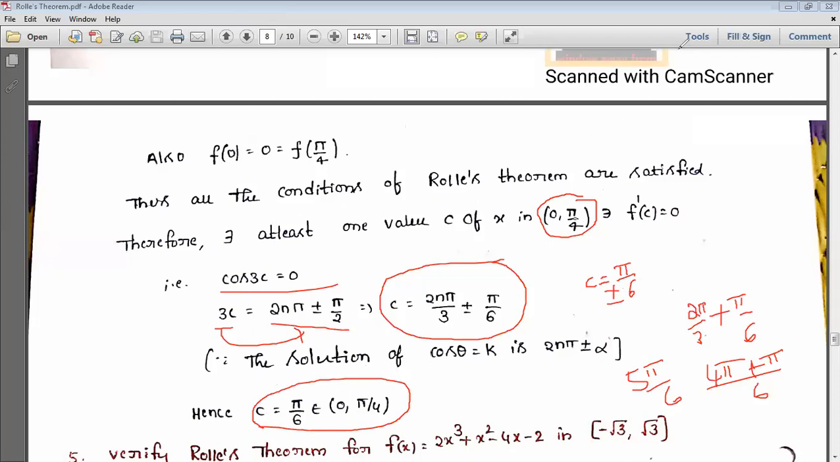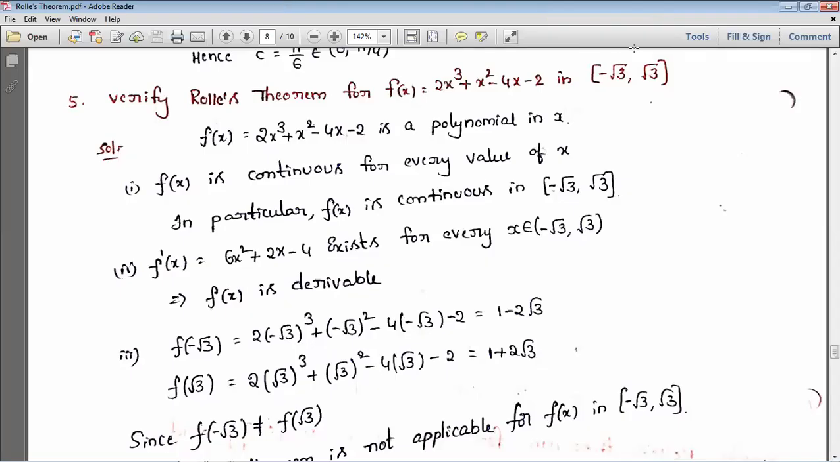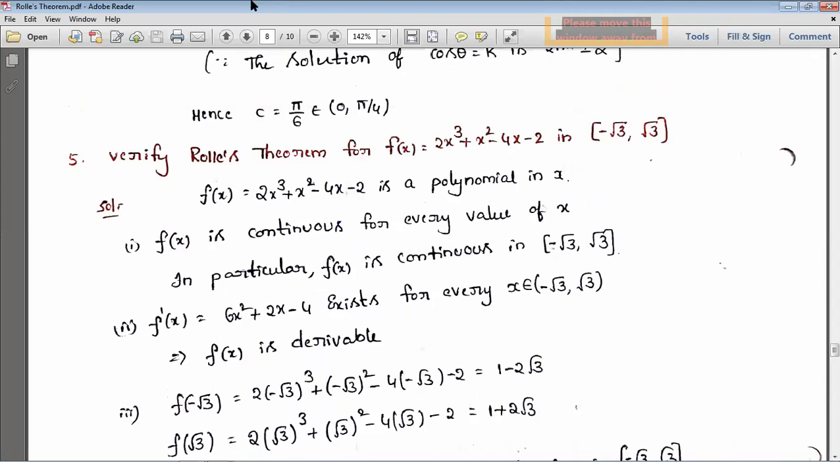So this is another problem, verification of Rolle's theorem. This is the interval they gave here, so simply we can choose that. A is minus root 3 and b is root 3.